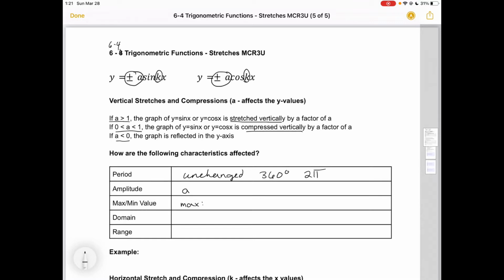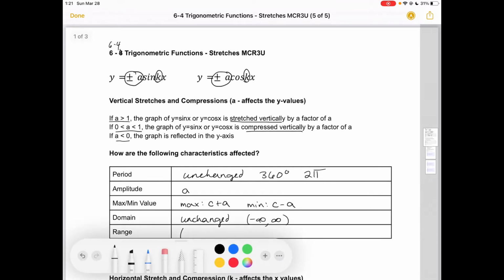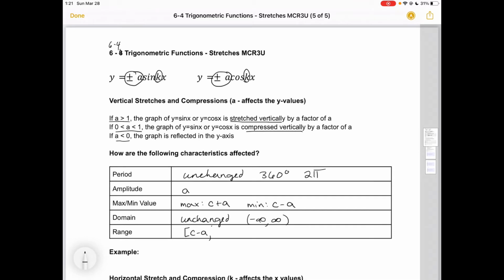Our max is now our axis of the curve plus the amplitude. Our minimum is the axis of the curve minus the amplitude. Our domain is unchanged, still equal to minus infinity to plus infinity, and our range is now, we should be using square brackets here because we can actually get to that value. It's going to be from our minimum value to our maximum value.